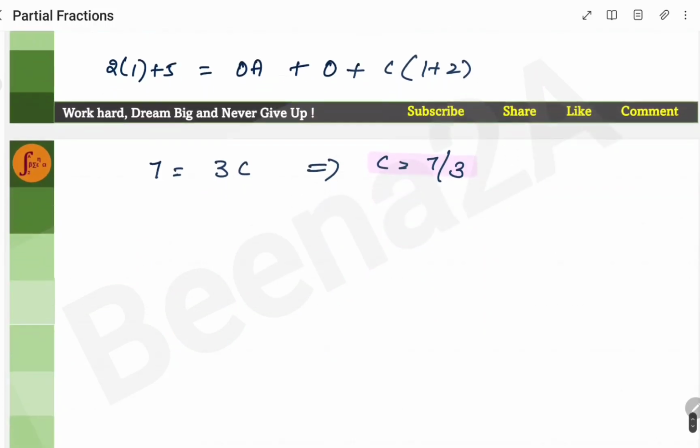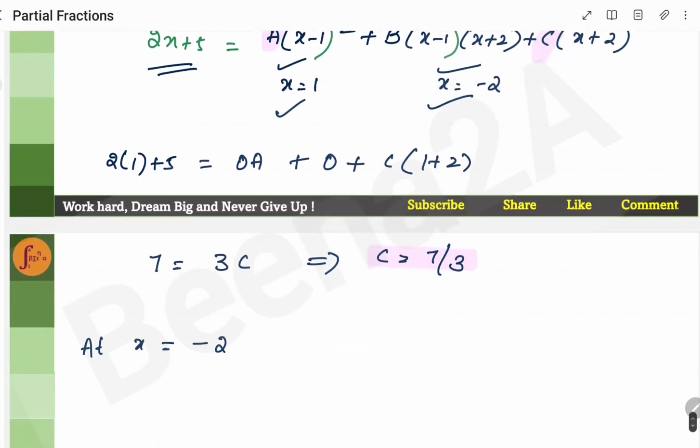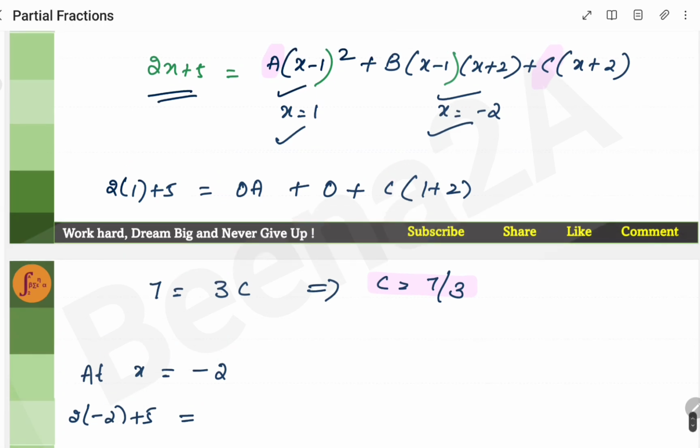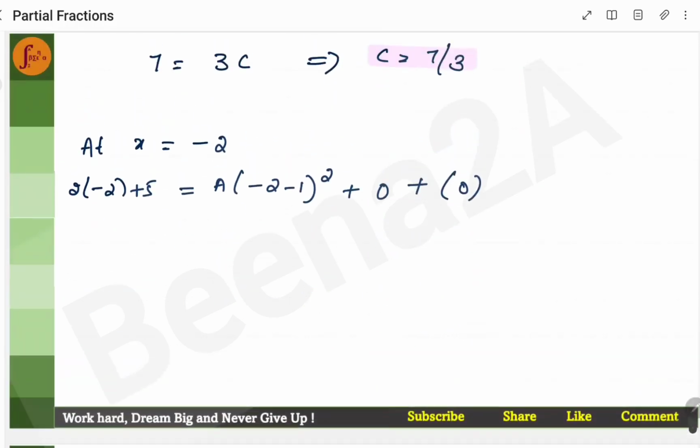We'll have to substitute x is equal to minus 2. So we'll get 2 into minus 2 plus 5 is equal to, I put minus 2 here, so we'll get a into minus 2 minus 1 the whole square. Here minus 2 plus 2 will become 0, and here also minus 2 plus 2 will become 0. So now we'll get the value of a. Minus 2 minus 1 is minus 3. Minus 3 the whole square is 9, so 9a. This will be 5 minus 4, which is 1, which indicates a is equal to 1 by 9.